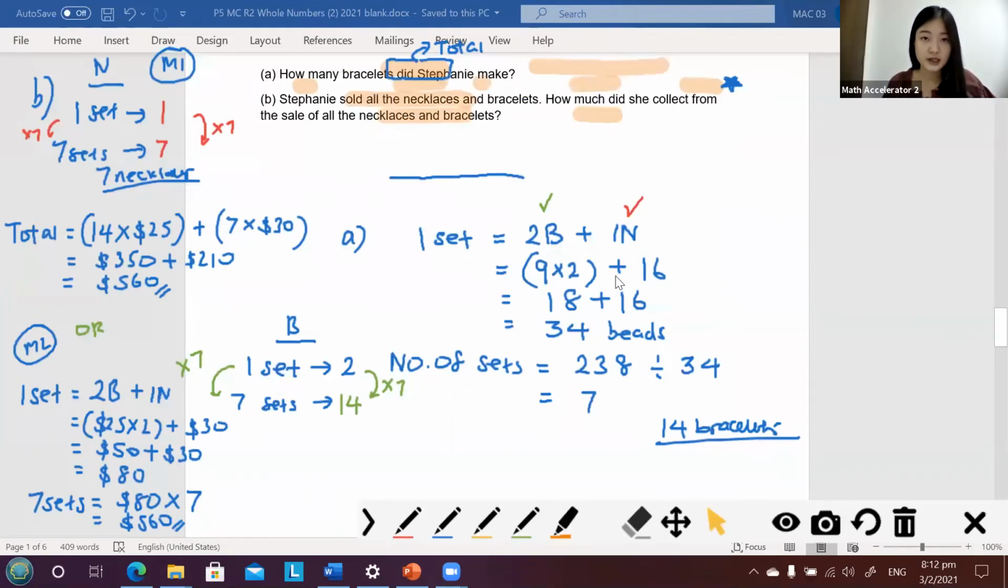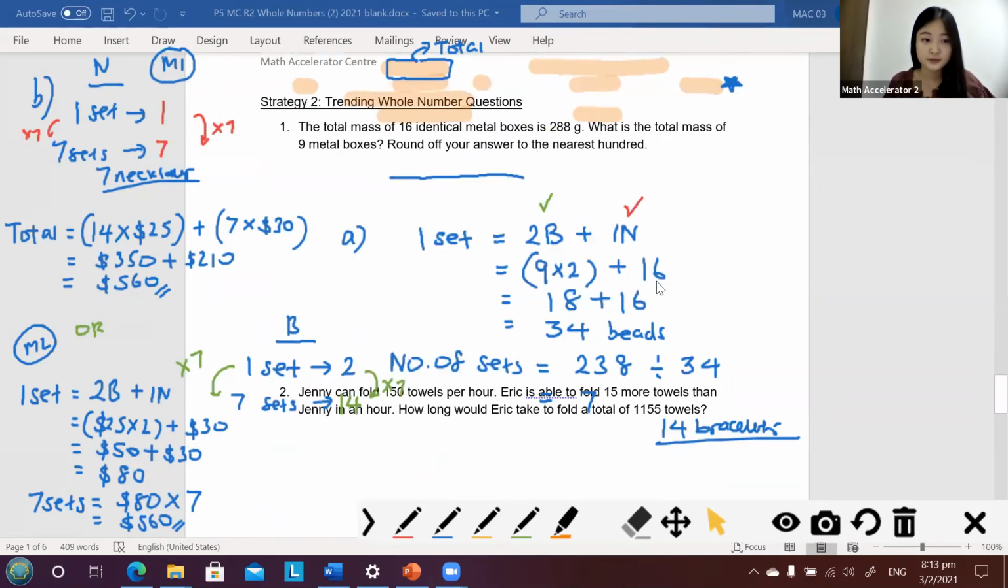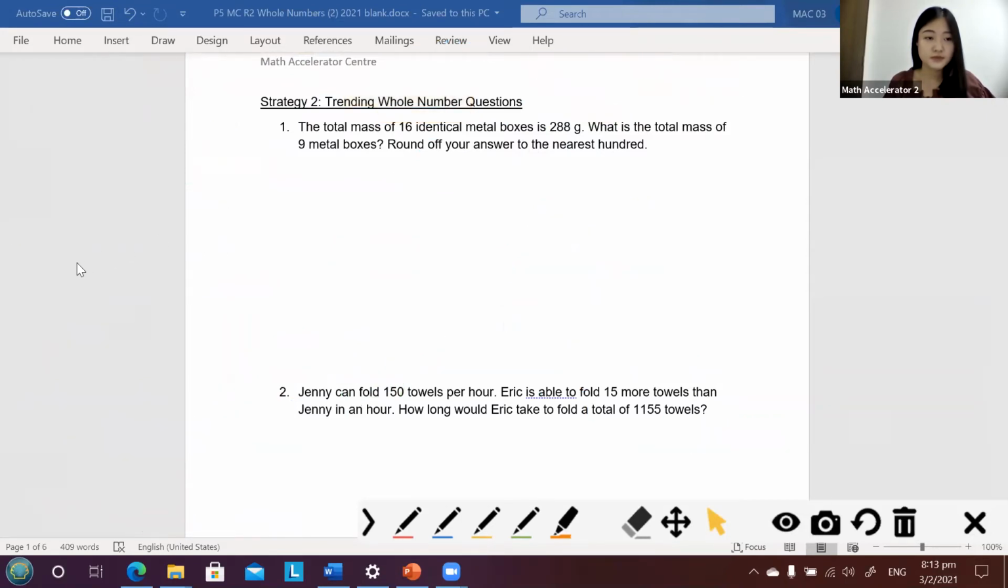Okay, let's go to the second segment where we'll be doing trending whole number questions. These are quite common questions and they can come out in your exam. So let's take a look at how to solve them. Okay, so question 1. The total mass of 16 identical metal boxes is 288 grams. What is the total mass of 9 metal boxes? Round off your answer to the nearest 100.